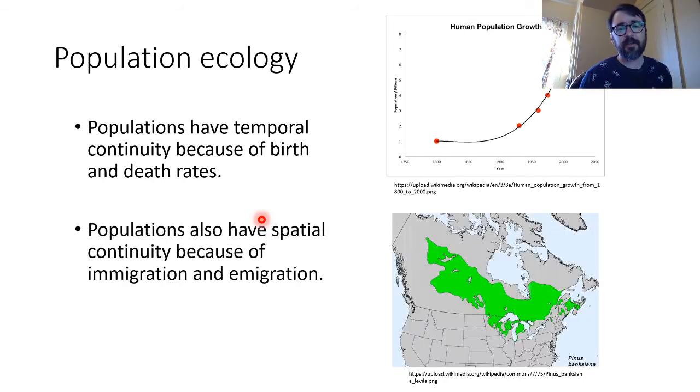But populations also have spatial continuity because of immigration and emigration, right? The reason why many of you are in Indiana probably is because your ancestors were in Indiana, right? And obviously that can be broken, right? Almost all of us, unless we're indigenous, came from somewhere other than Indiana. But again, that was due to immigration and emigration. You left whatever your ancestors' homeland was to immigrate into Indiana.